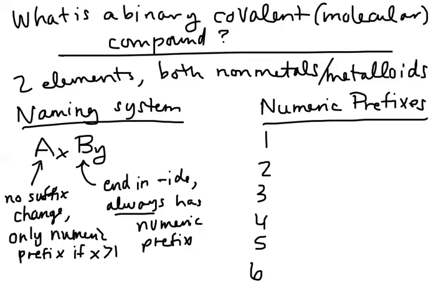My numeric prefix for 1, so if I have 1 of A or 1 of B, is mono. If I have 2, it's di. What do you think 3 is? Tri. 4 is a little odd. It's tetra. But if you remember, Tetris is named Tetris because each of the shapes has 4 square blocks in it. Tetra means 4.